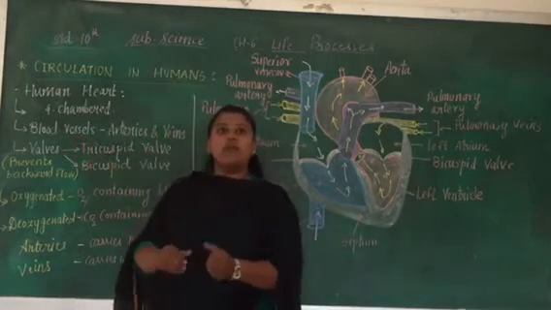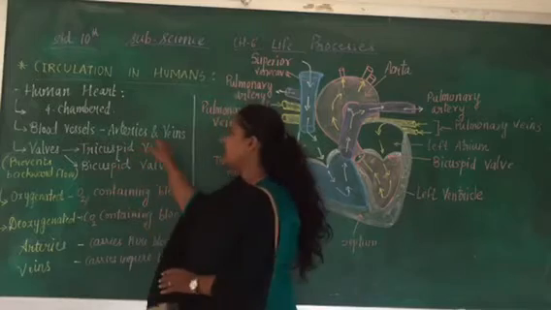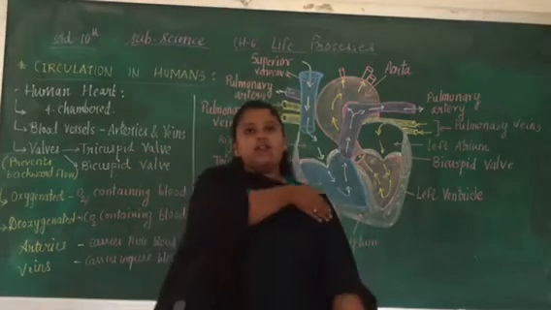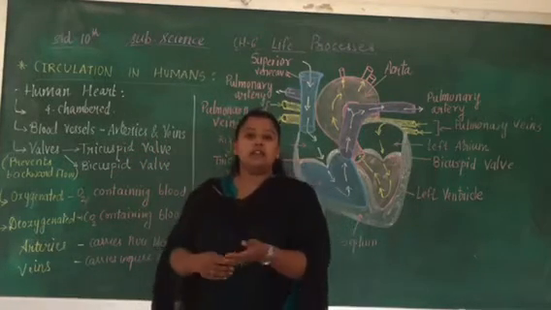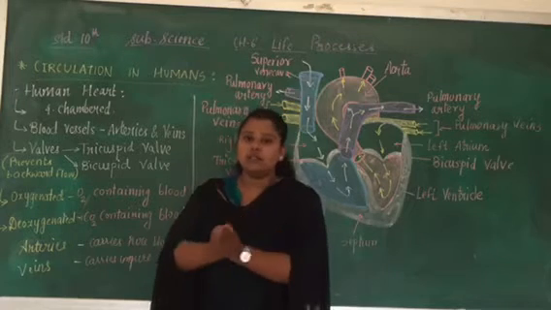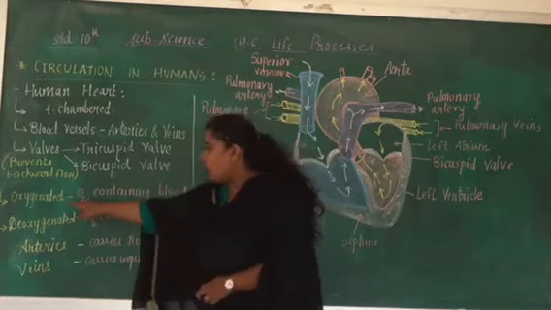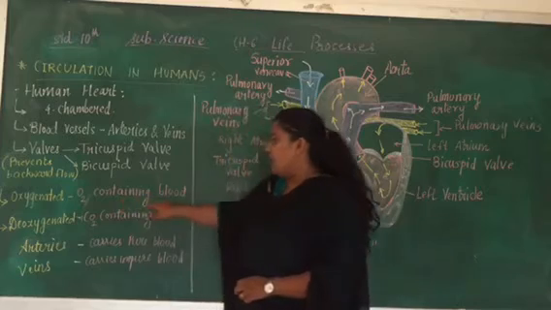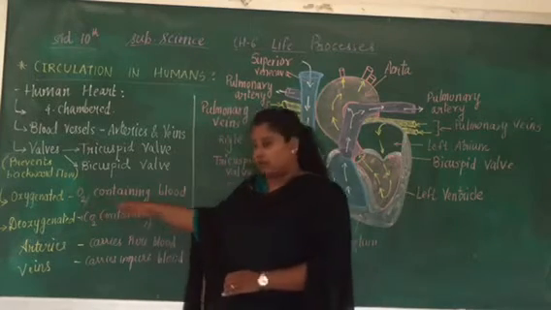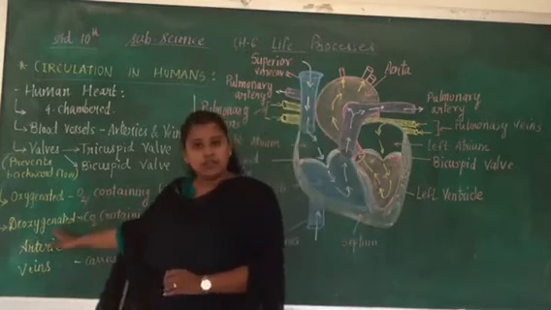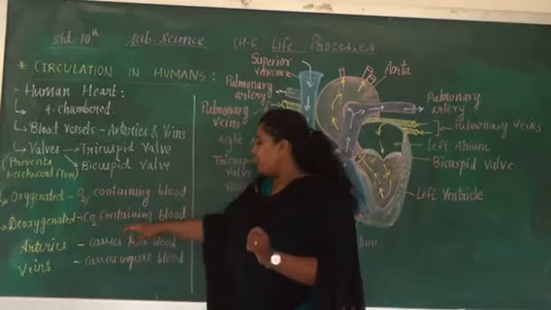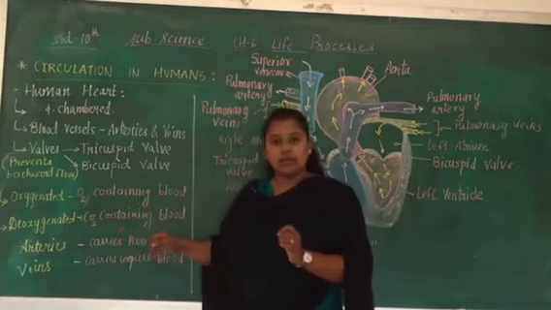Next, there are a few blood vessels. Two types of blood vessels are present, arteries and veins. Arteries always carry the pure blood, that is oxygenated blood. I have already written here, oxygenated means that type of blood which is containing what? Oxygen. Second is deoxygenated blood, that means that type of blood which is containing CO2, that is carbon dioxide.